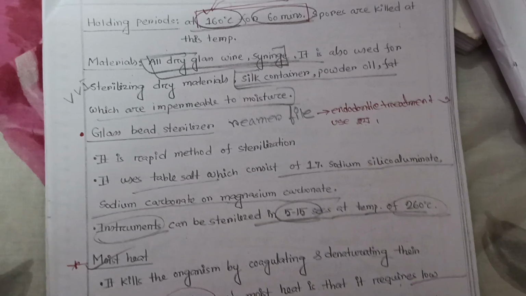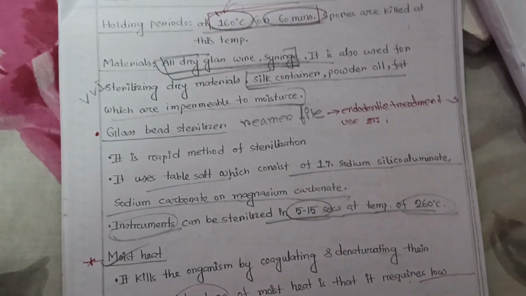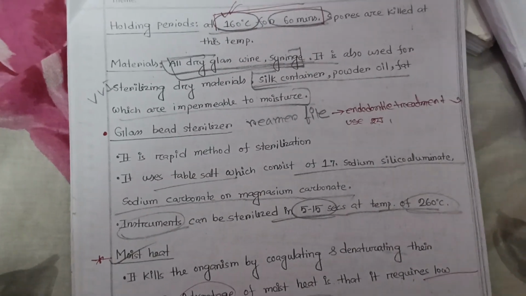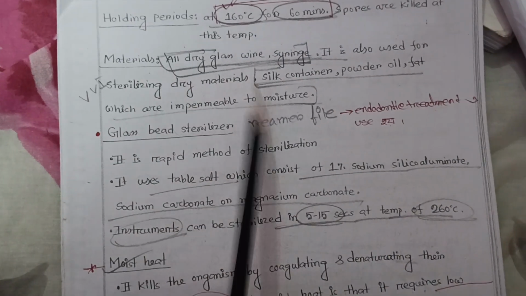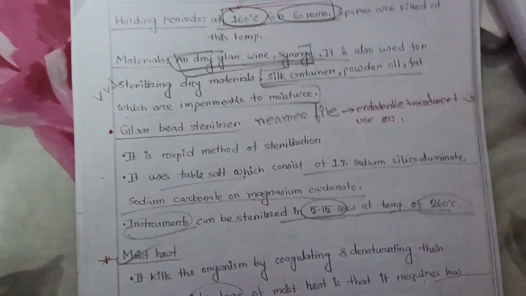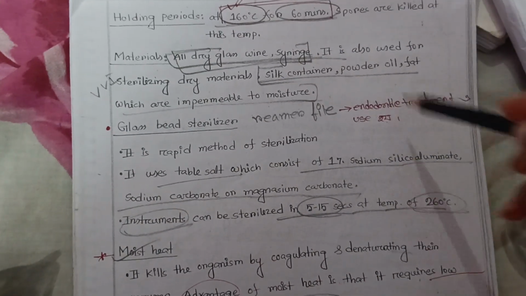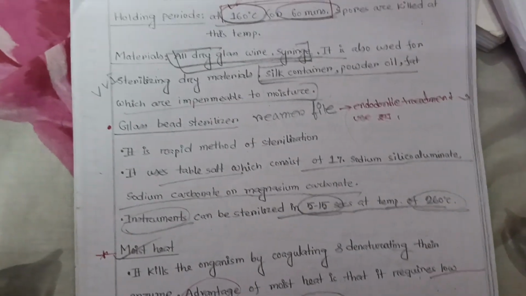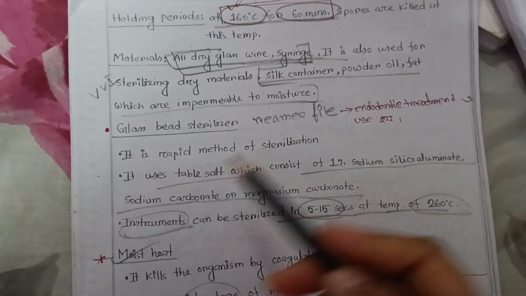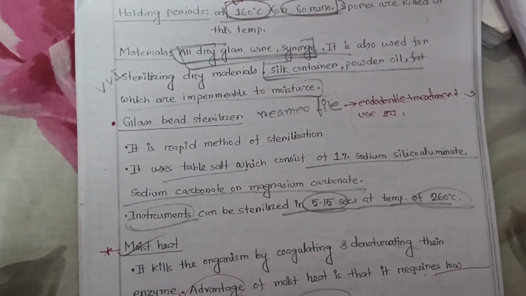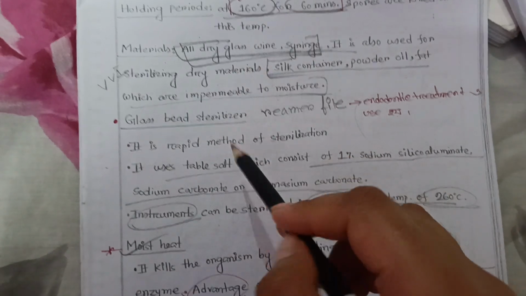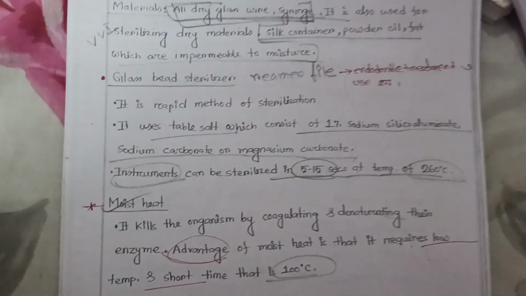The glass bead sterilizer is also important. Why? Because we use the reamer file, and we use the glass bead sterilizer to sterilize the reamer file. What is a reamer file? We use it during root canal treatment or endodontic treatment. Endodontic treatment means root canal treatment, so you can say that. As RCT is very important in our dentistry, the glass bead sterilizer is also a very important process here.